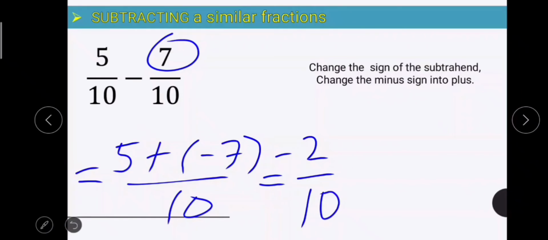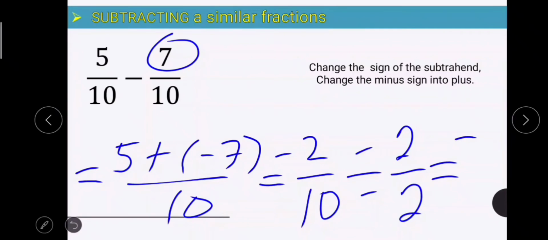Since negative 2 over 10 has a common factor, which is 2, divide both numerator and denominator by 2. Negative 2 divided by 2 is negative 1. Then 10 divided by 2 gives you 5. That is our final answer.